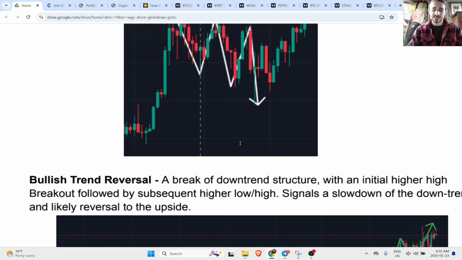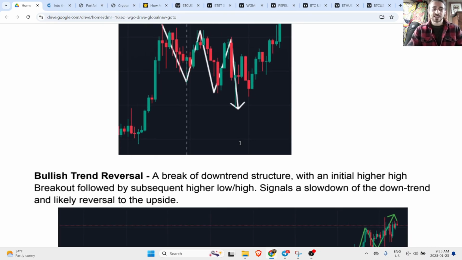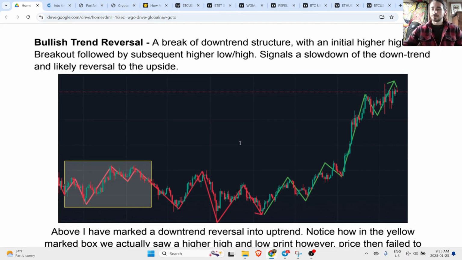So yeah, recognizing that difference in trend, we see a bullish trend reversal here. A break of the downtrend structure with an initial higher high breakout followed by a subsequent higher low basically signals that the downtrend is coming to an end and that we're likely going to go into a period of reversal. So you can see all through here.